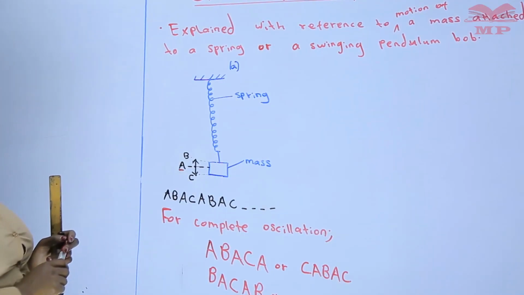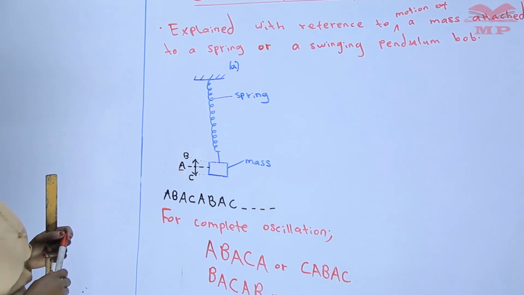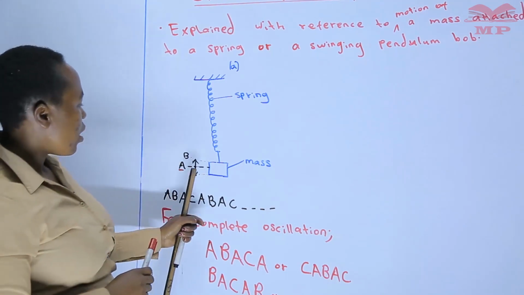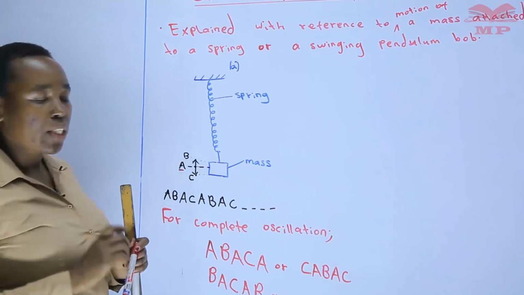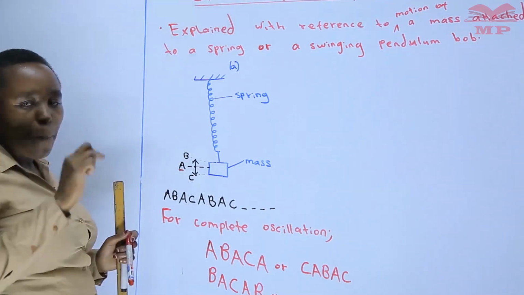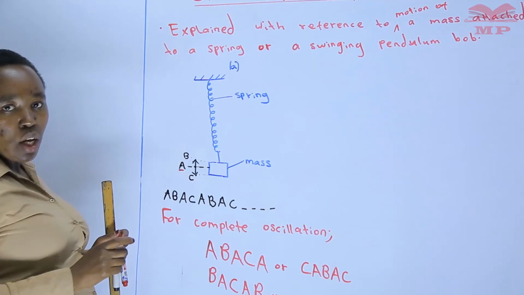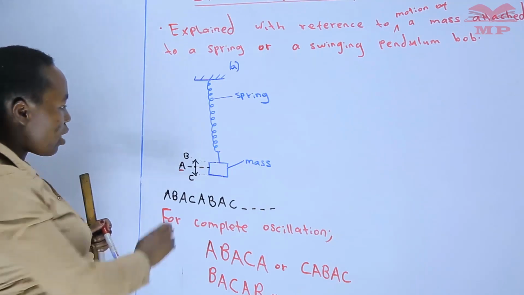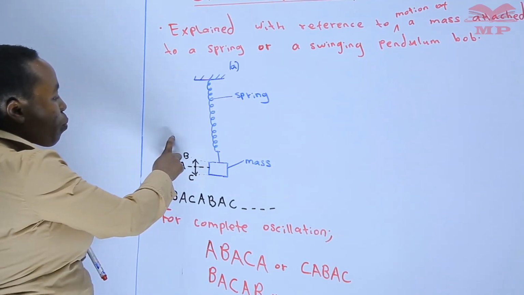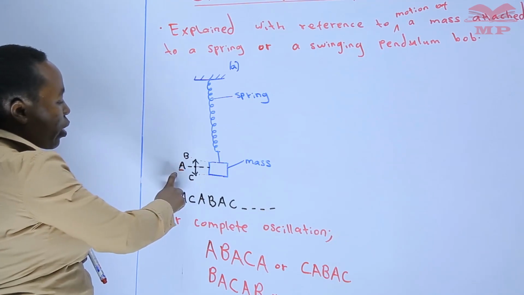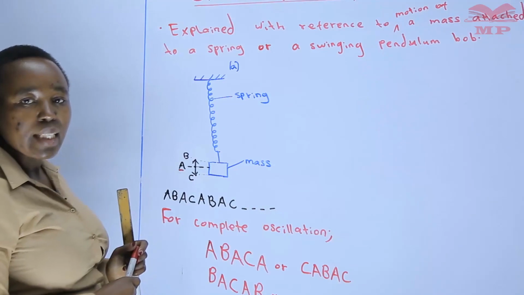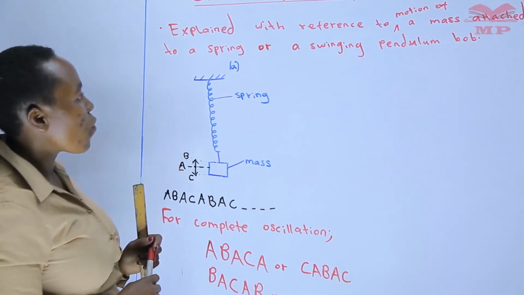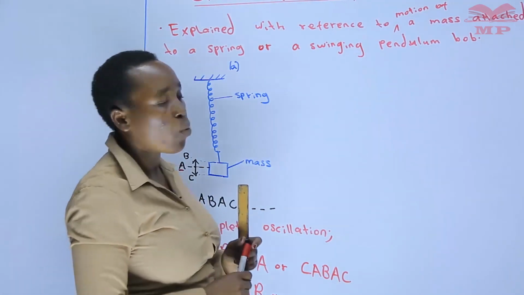Hope you get that. So for a mass attached to a spring, you can see, for us to say that it has moved one oscillation, it has to go back to its initial position through the two sides. So if it is from A, it has to move to B, then back to A, to C now on the other side, and then back to the starting point. That is now for a mass attached to a spring.